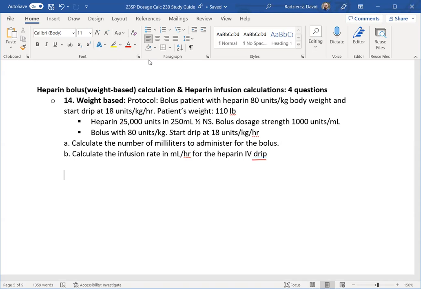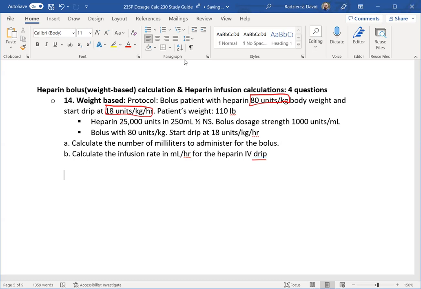So for the heparin protocol, and I think you had this last semester and third semester, you should remember that the protocol just tells you to do 2 things. It tells you to bolus the patient with a weight-based bolus, and then it tells you to start them on an IV drip using a weight-based IV infusion. So the initial bolus is 80 units per kilogram, and then the infusion rate, you start at 18 units per kilogram per hour.